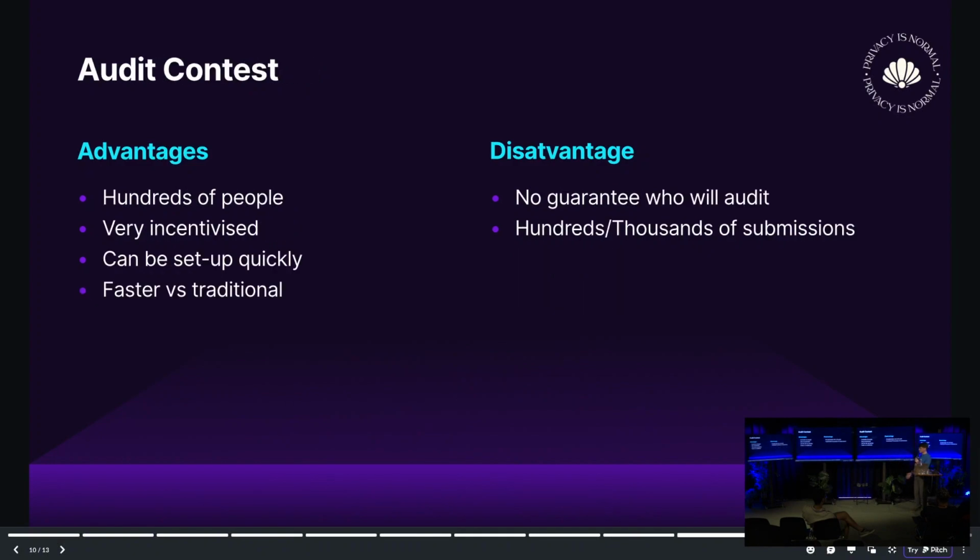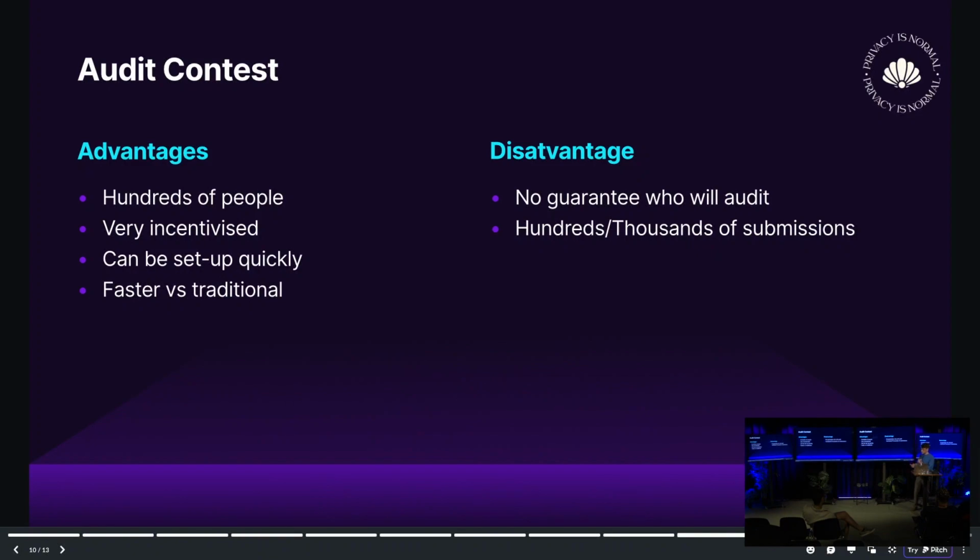Now, the innovation in the space has come with Code Arena that introduced the audit contest. The biggest advantage of the audit contest, which builds upon the traditional one, is that hundreds of people are looking at your code base. It's not only 3 or 4 guys, which gives them the ability to set up these audits very quickly, and they are much faster than a traditional audit. So you get your audit report super quick.